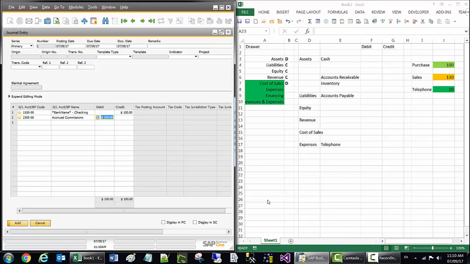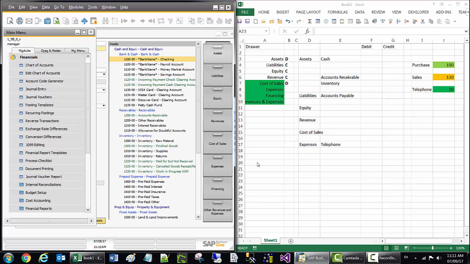Today I'm going to go over when you do a journal entry, whether you input the amount into the debit column or the credit column. It's very simple, but sometimes for beginners it's very confusing. SAP Business One has 8 different drawers, from cost of sales through revenue and expenses, and it is all the same as cost of sales.